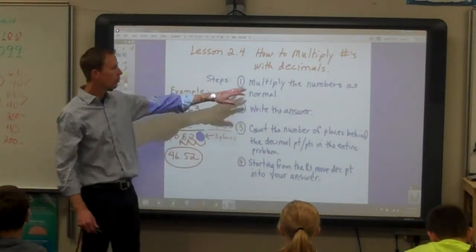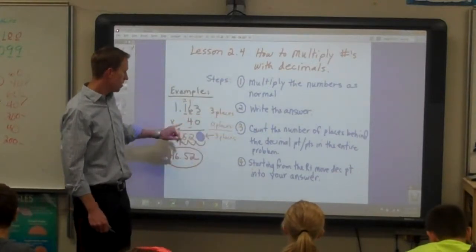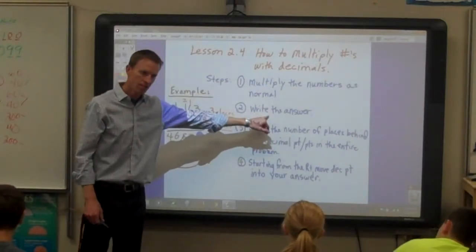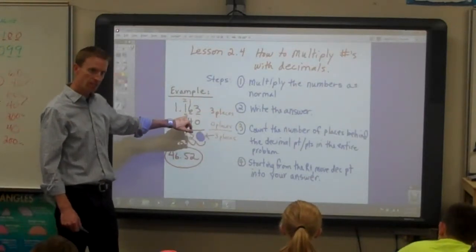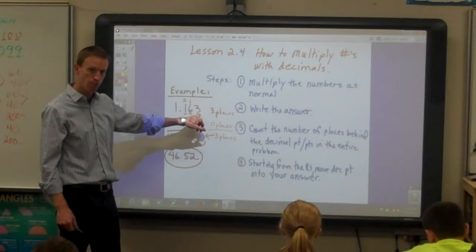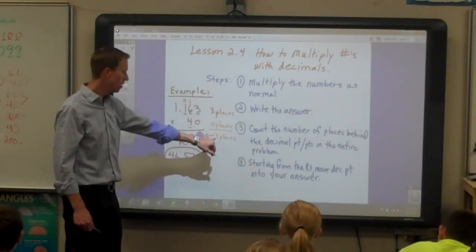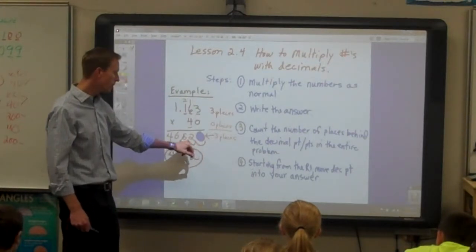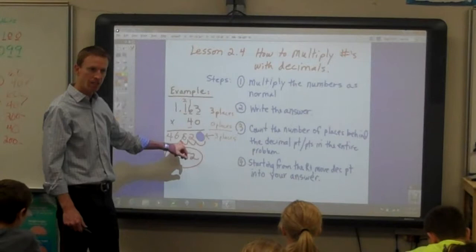Okay? So let's review again. Multiply the numbers as normal. Write the answer. Then go back and count the number of places in the number that are behind the decimal point, or to the right of the decimal point. Then move the decimal point into the answer from the right. Any questions?